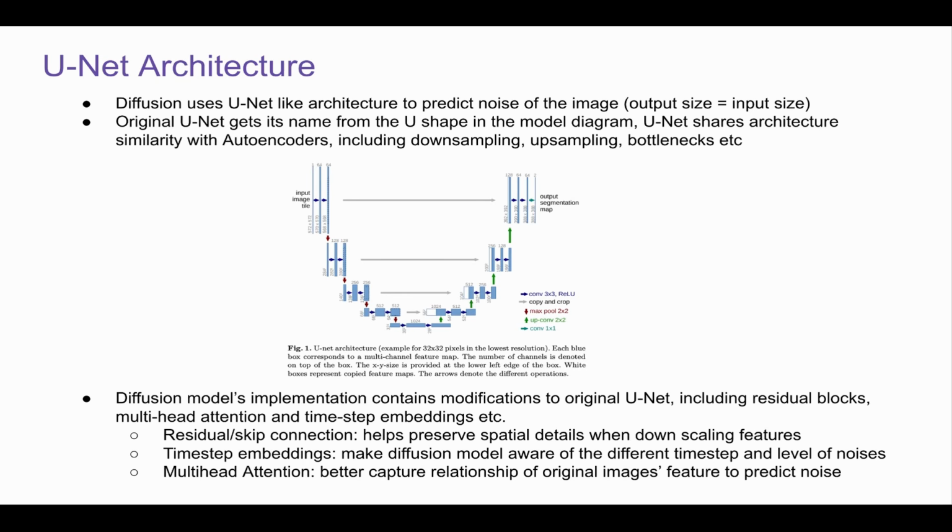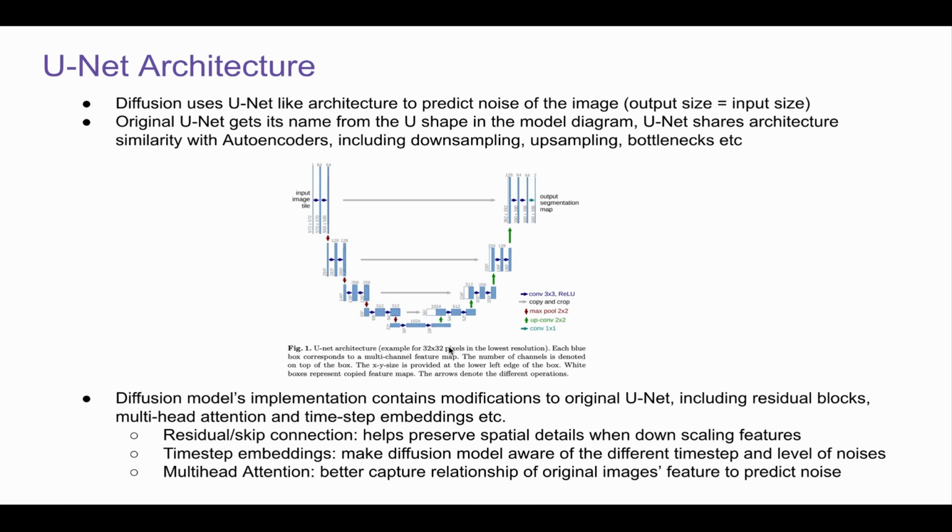Now let's take a look at the model architecture for DDPM and DDIM. In the core of diffusion model, it's UNet. Diffusion uses UNet-like architecture to predict noise of the image, where the output size equals the input size. Original UNet gets the name from the U shape in the model diagram. UNet shares architecture similarity with autoencoders, including downsampling, upsampling, bottlenecks, etc.